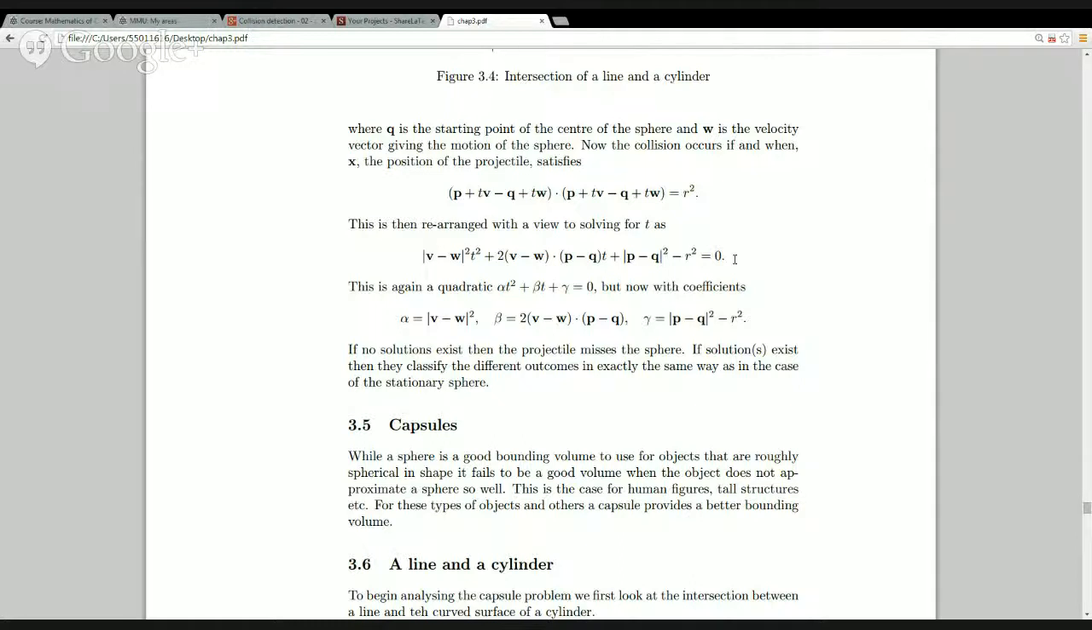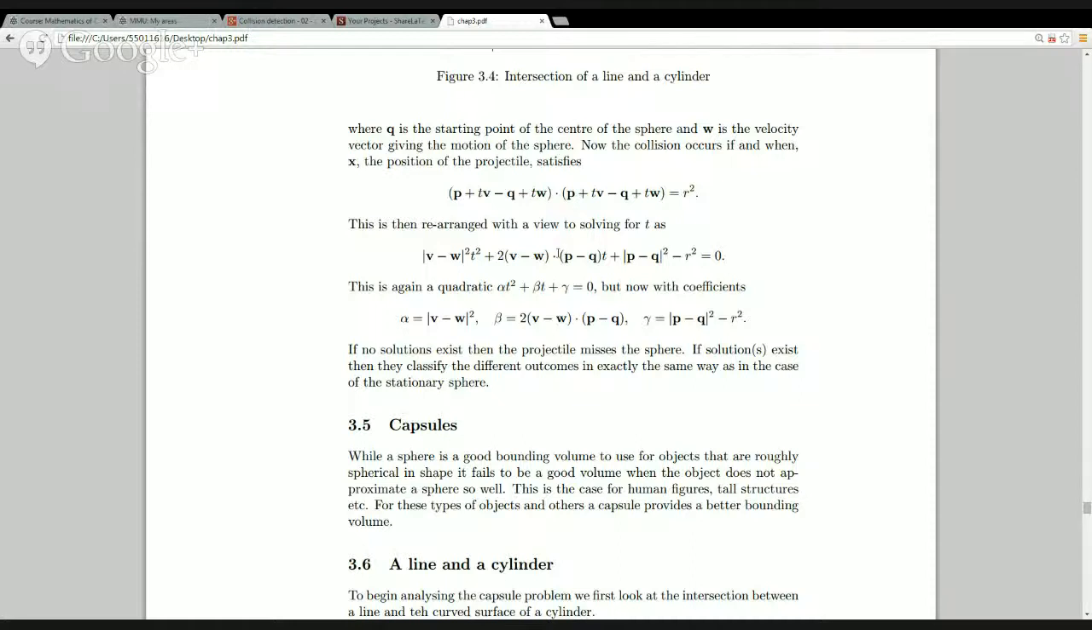The magnitude of p minus q squared is a constant term in the quadratic. Again, that's the relative position vector, the starting point of the projectile relative to the starting point. So it's a quadratic. It looks more complicated, but it has the same structure as the previous one, just interpreted as relative velocities and relative position vectors, relative to the moving sphere. So again, you've got a quadratic alpha t squared plus beta t plus gamma, with adjusted values for alpha, beta, and gamma, but the analysis is essentially the same.